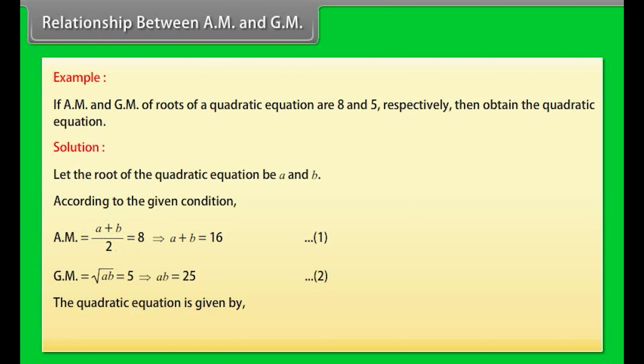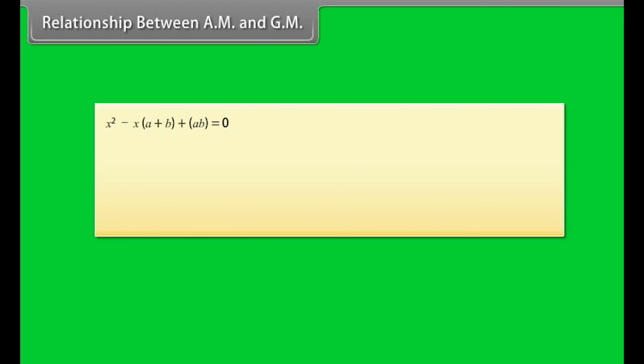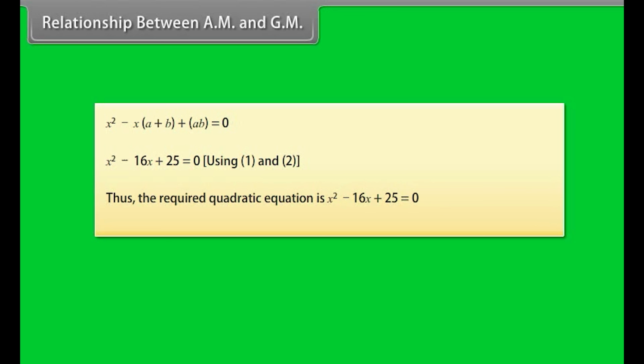The quadratic equation is given by x square minus x into sum of roots plus product of roots is equal to 0. X square minus x into A plus B plus AB is equal to 0. X square minus 16x plus 25 is equal to 0, using equations 1 and 2. Thus, the required quadratic equation is x square minus 16x plus 25 is equal to 0.